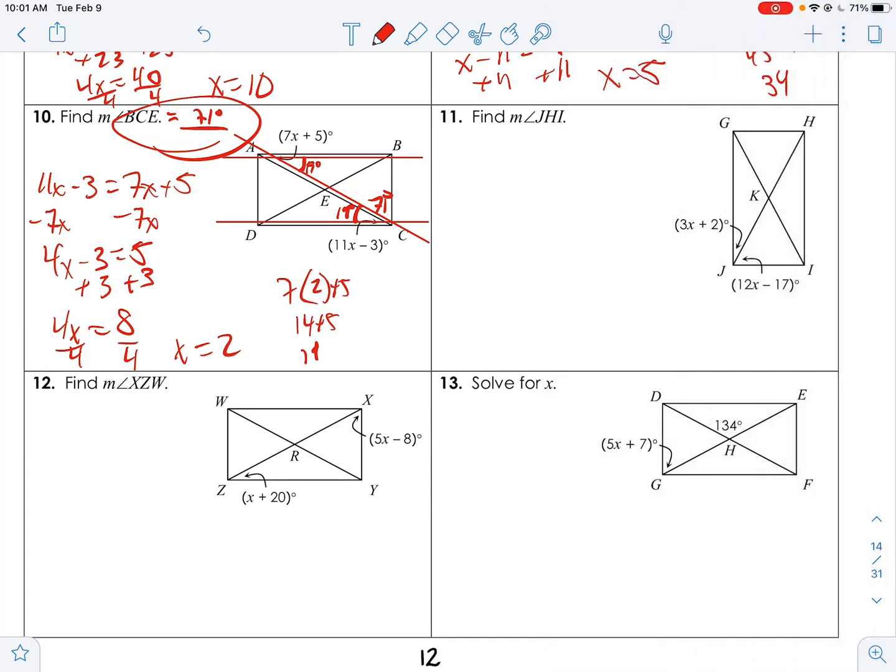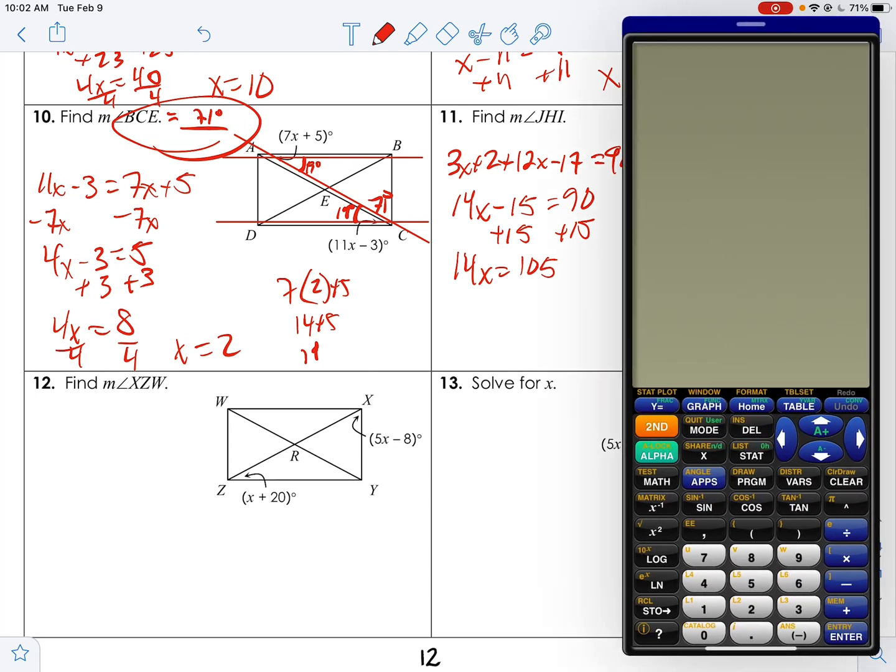All right. Find the measure of angle JHI. On your mark, get set, go. Pause, of course. Let's try it. Well, we know that that corner is a box, which means that 3x plus 2 plus 12x minus 17 is equal to 90 degrees. So that's 14x minus 15 equals 90. Let's add 15. 14x equals 105.